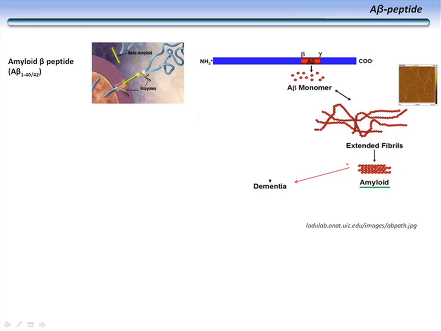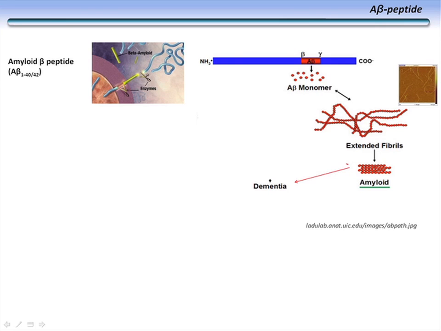A beta peptides are very prone to aggregate and to form fibrils. You can see here some atomic force microscopy images of these fibrils. Fibrils eventually form the amyloid plaques, which represent a hallmark of Alzheimer's disease, and which at the beginning were thought to be the main neuropathogenic species responsible for the dementia.